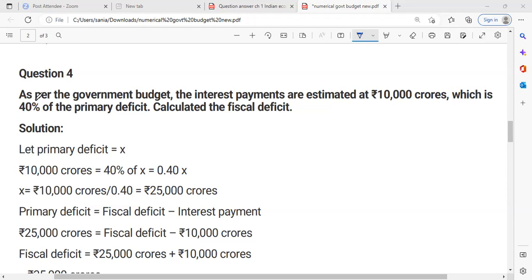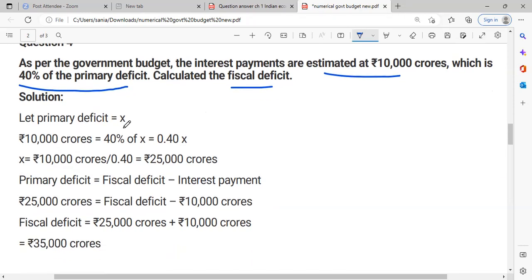Just try to understand what they are saying. As per the government budget, interest payment is given. That is fiscal. 40% of primary. You have to calculate the fiscal deficit. You know the formula, primary deficit is equal to fiscal deficit minus interest payments. Primary deficit is not given to you. They have given 40% of your primary deficit.